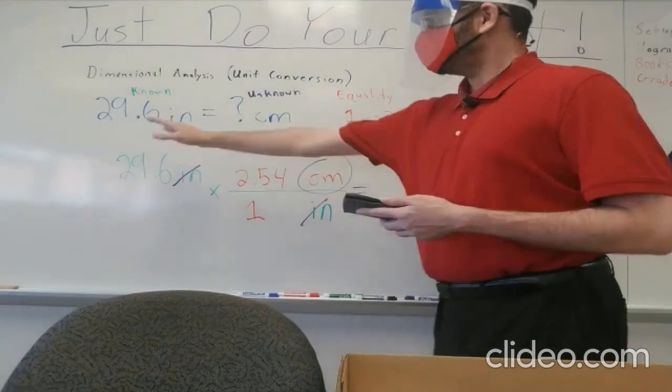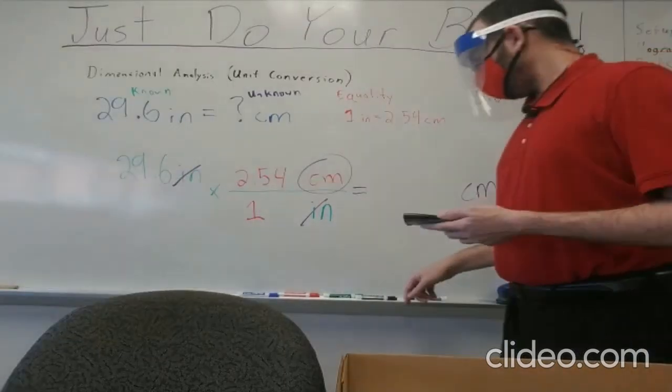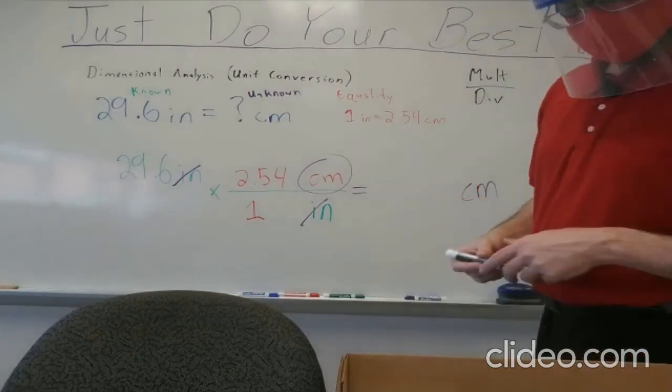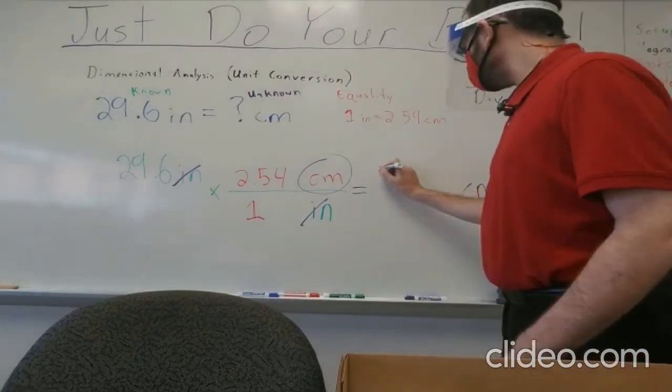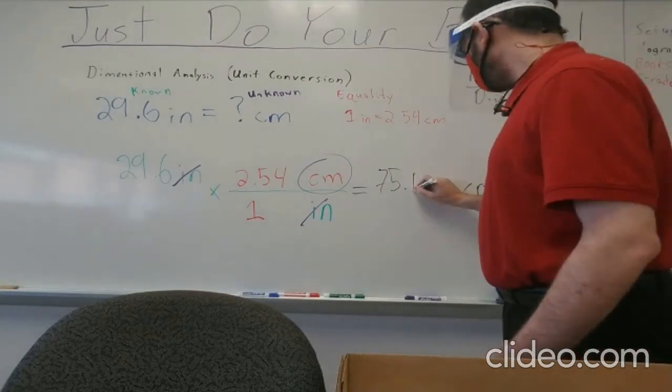So I do 29.6 times 2.54. I hit equals, and I get a whole bunch of numbers. I get 75.184.